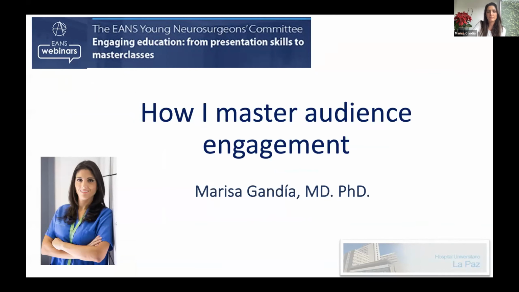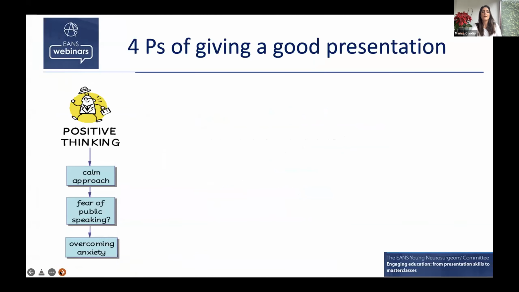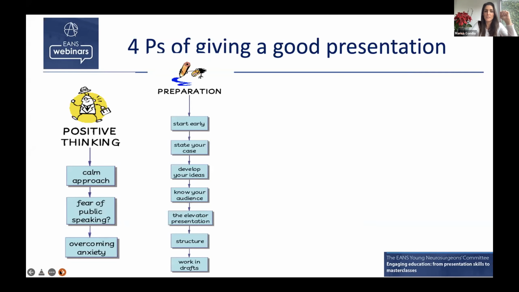Okay. So before starting at all, you have to remember the 4 P's to give a good presentation. The first P is positive thinking. You have to approach it with a calm mood, not feel any fear of the public, of speaking in public, because at the end they are coming there to listen to you, and you have to overcome anxiety, which is not easy at the beginning.